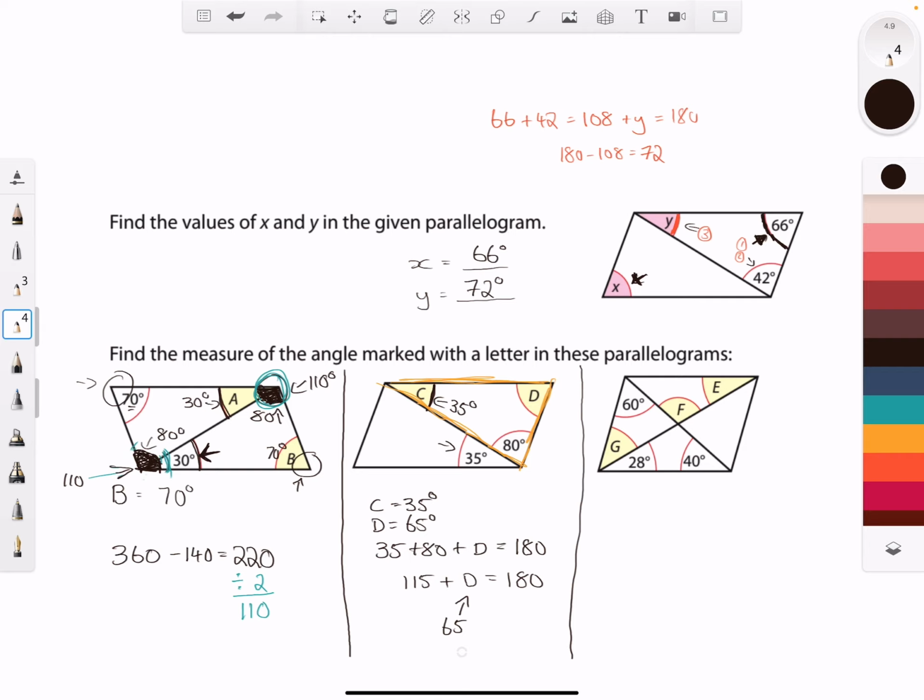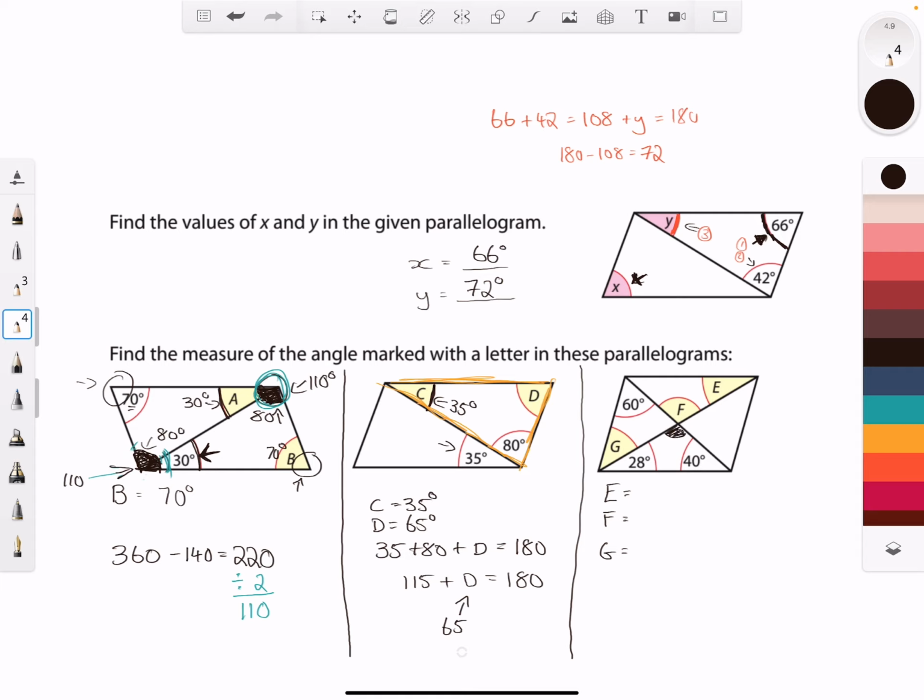So, here we have a few extra lines. They're trying to complicate you here. They're trying to make it a little bit more difficult. So, let's first look at this. We're going to find E, F, and G. E, F, and G. So first of all, let's figure out what this is.